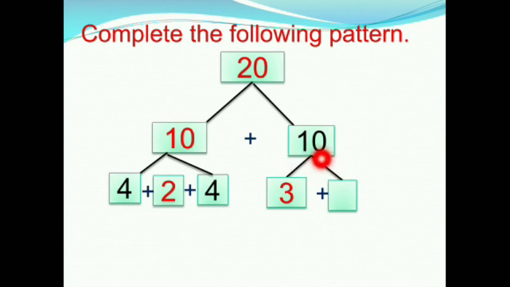Next we have this 10. One number is given, which is 3. By adding which number to 3 do we get 10? Yes, 7. So we should write 7. 3 plus 7 is equal to 10.